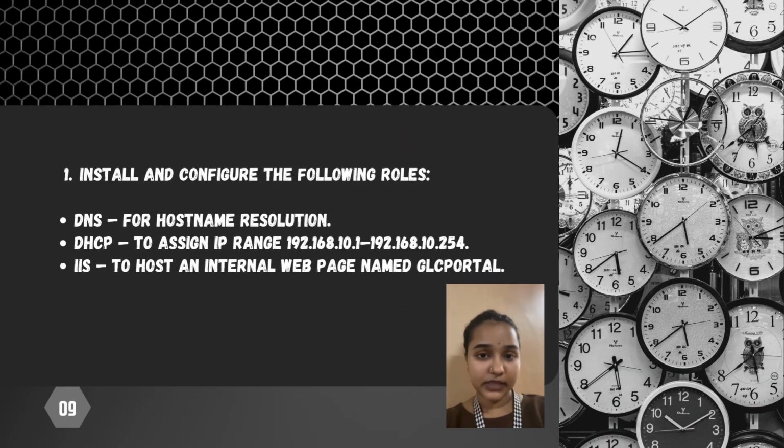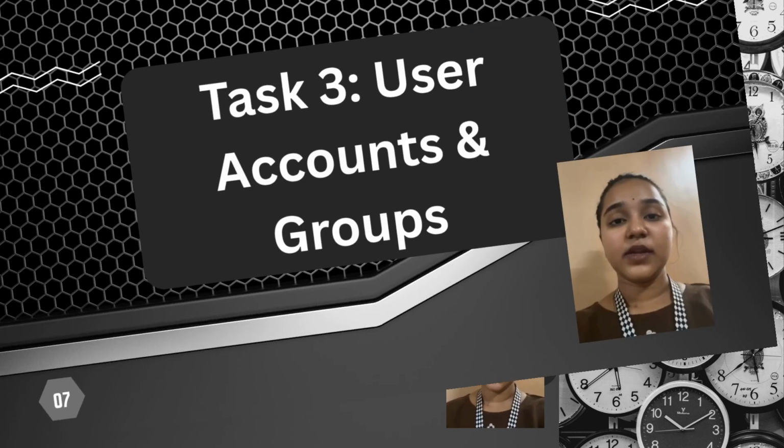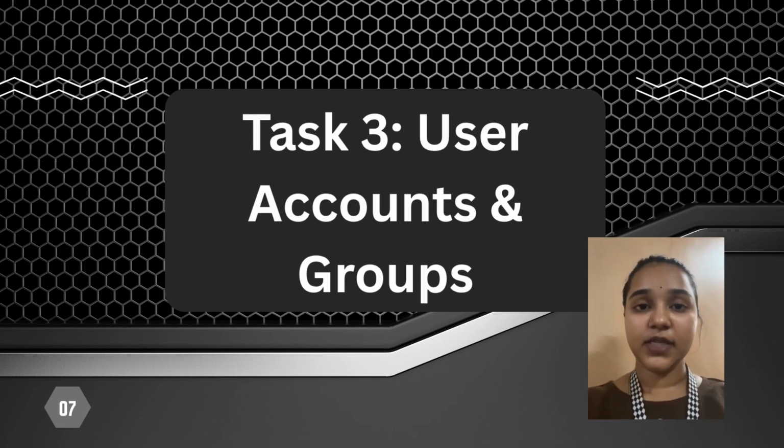Moving on, Task 2, server roles and features. Here we set up three critical server roles. First, DNS for hostname registration, which allows computers to find each other on the network by name. Second, DHCP to automatically assign IP addresses to client computers within a defined range, which simplifies network administration. And third, IIS, or Internet Information Services, which we use to host an internet web portal named GLC portal for the organization.